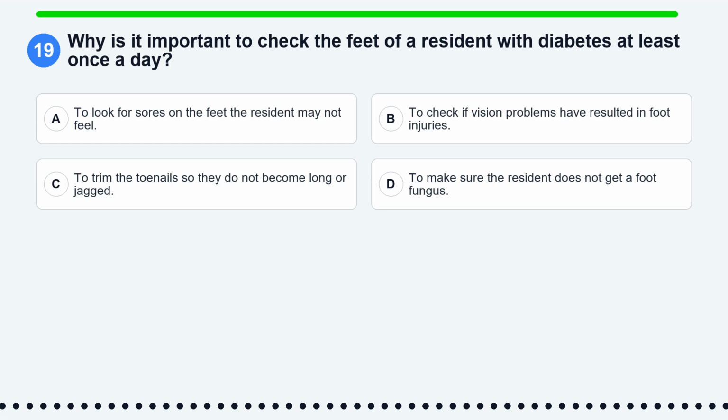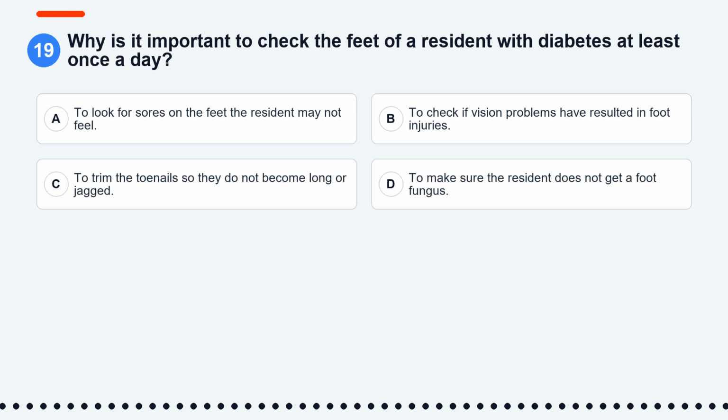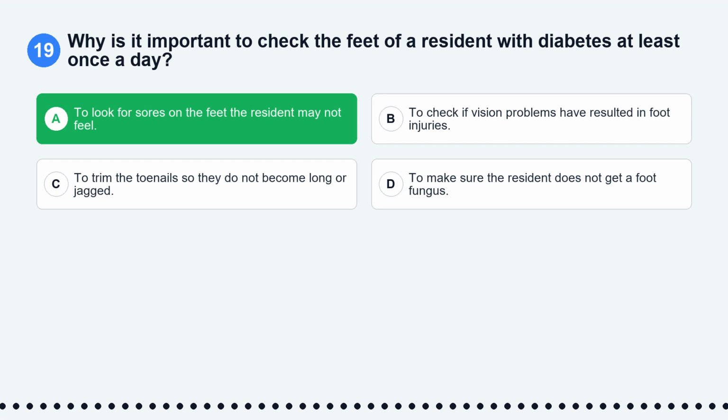Question 19. Why is it important to check the feet of a resident with diabetes at least once a day? Option A, to look for sores on the feet the resident may not feel. Option B, to check if vision problems have resulted in foot injuries. Option C, to trim the toenails so they do not become long or jagged. Option D, to make sure the resident does not get a foot fungus. The correct answer is option A, to look for sores on the feet the resident may not feel.